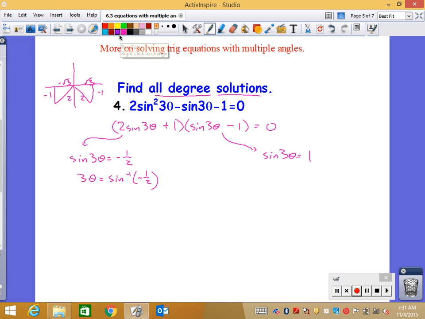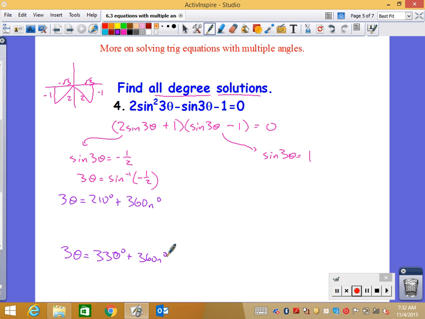So for my first terminal side, I end up getting that 3 theta is equal to 30 degrees past 180, which is 210 degrees. But to incorporate all degree solutions, I have to add 360n degrees at the end. Then for my second terminal side, 3 theta is equal to, it's 30 degrees short of 360, so it's 330 degrees, plus, to incorporate all degree solutions, 360n degrees.